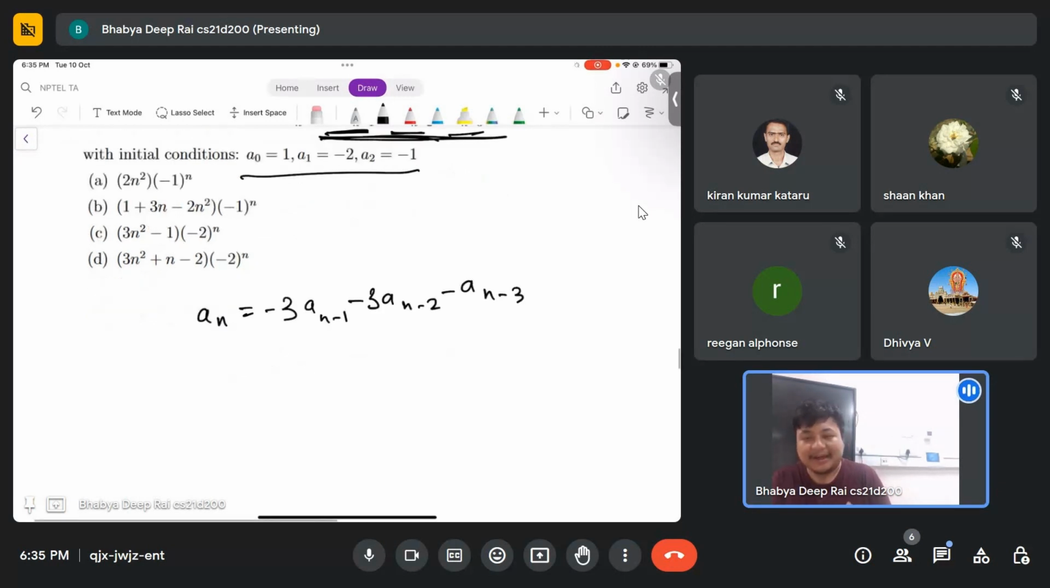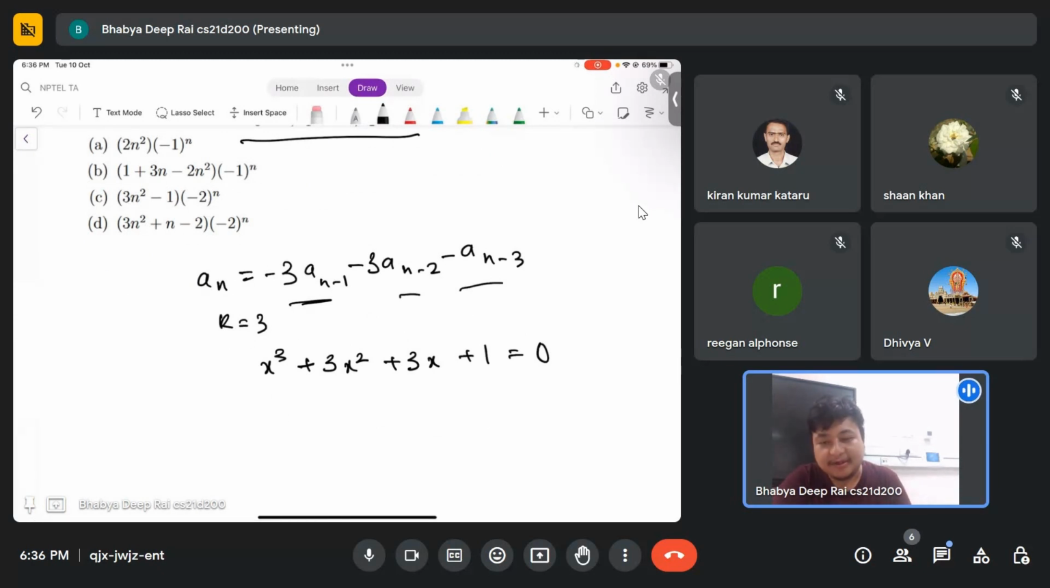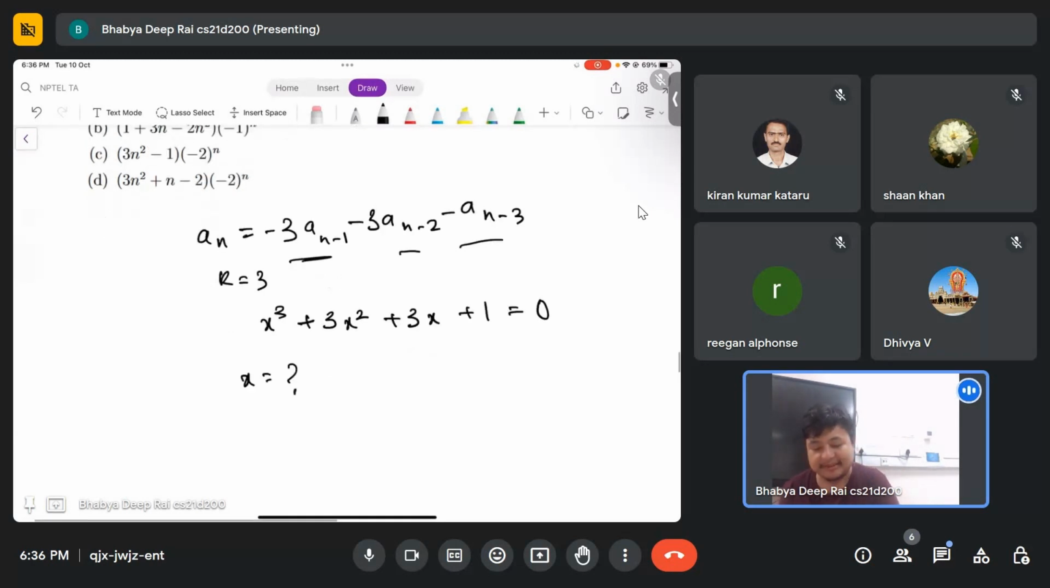This time the characteristic equation will not be quadratic. Why? Because k here is 3, there are 3 terms now. So the characteristic equation will now be cubic. That is x cubed minus of minus 3, that is plus 3x squared, minus of minus 3, that is plus 3x, minus of 1, minus of minus 1, that is plus 1, is equal to 0. Again, we need to solve for the roots. Can you tell me what x is equal to?